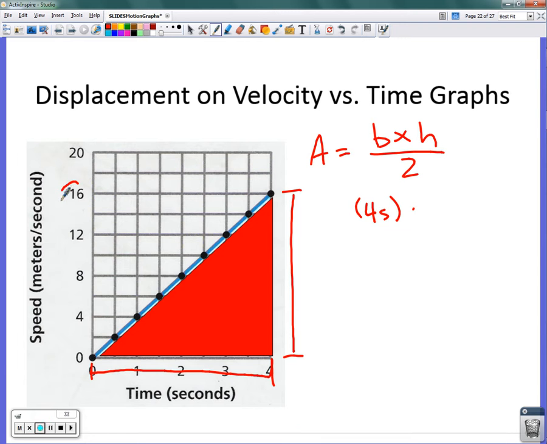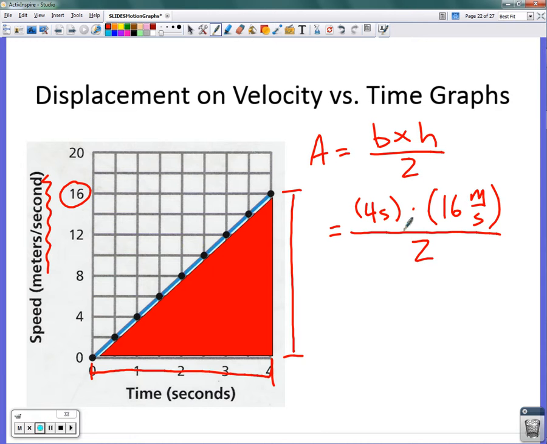On this graph, it's 16, but remember that 16 is a velocity. It's 16 meters per second. So I'm going to plug that in here. I realize that's not IB-ish notation, but it's going to work better for us here. That would be how we apply the formula for the area of a triangle to this specific velocity versus time graph with the proper notation.